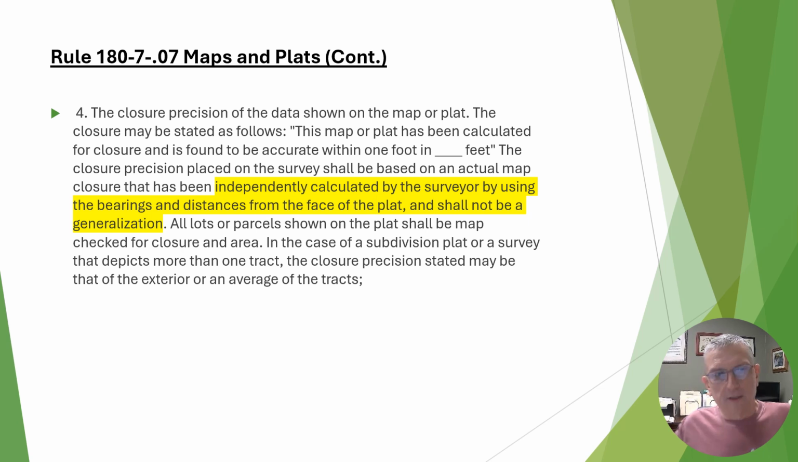So we have to state the closure precision, then it shall be based on an actual map closure that has been independently calculated by the surveyor using the bearings and distances from the face of the plat, and shall not be a generalization. Again, 1 in 100,000 plus, not going to comply. You run it up and it's 1 in 113,419, that is the number that gets placed on the plat. Very clear rule.